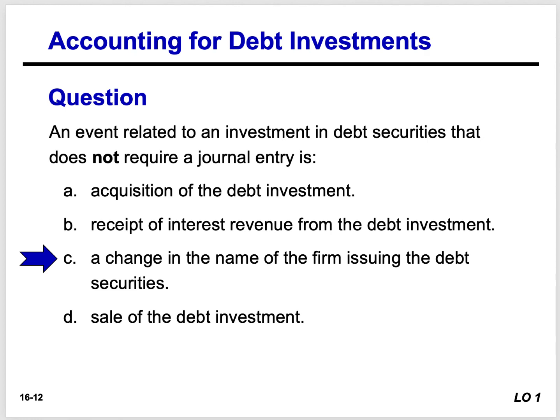Now, what if there was an event related to an investment in debt securities that did not require a journal entry? Well, we already know when we acquire the debt, we have to make a journal entry, right? Whenever we receive interest revenue from that debt investment, we have to do a journal entry. Whenever we sell that debt investment, guess what? We have to do a journal entry. So, a change in the name of the firm issuing the debt securities does not require a journal entry.